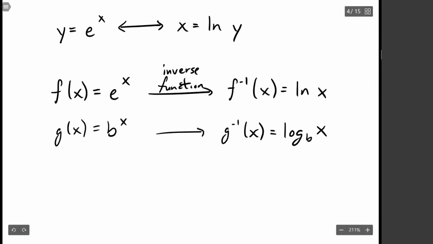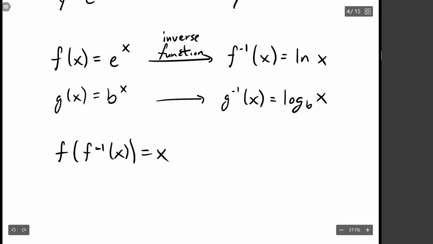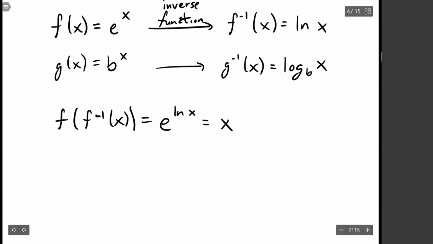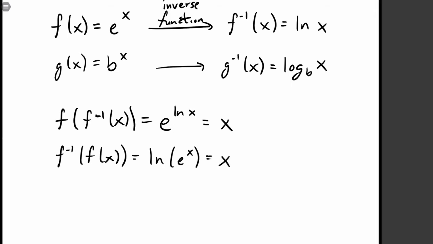And what does inverse mean here? Well, it means if we did f of f inverse of x, we get x, right? If we compose these functions, in this case, this looks like e to the ln x equals x. And if we did f inverse of f of x, this would be ln of e to the x. And again, that's also equal to x, because e and ln are designed to cancel each other out. And we'd have the similar statement here for logarithms.